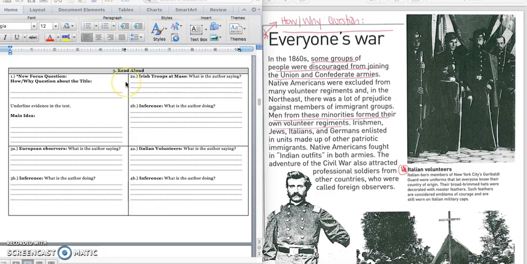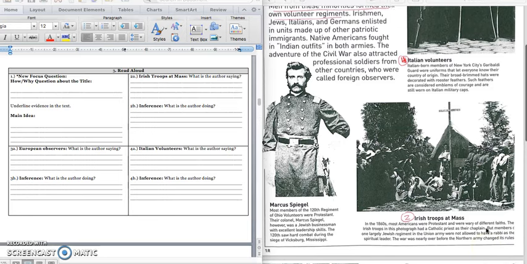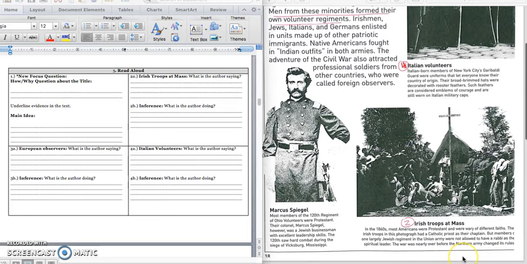And number 2 asks us to go to the Irish troops at Mass, and that is at the bottom of page 18. And we see a picture of a group of soldiers with what looks like a priest and a large cross by a tent. So it kind of looks like they are having a church service is what it looks like.